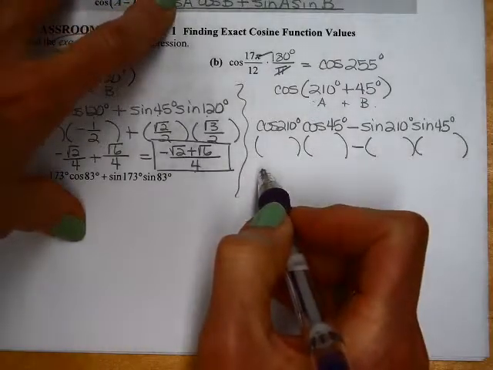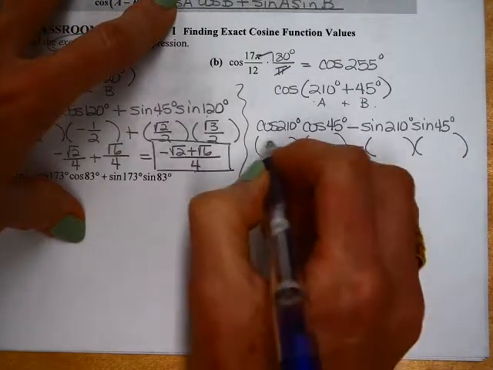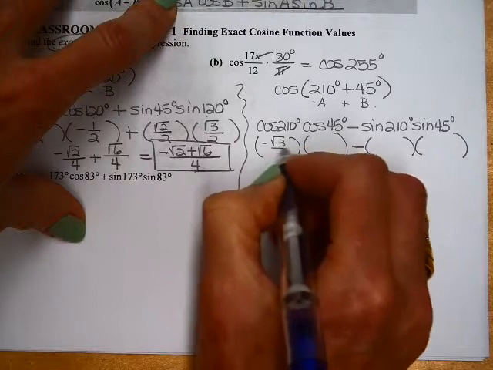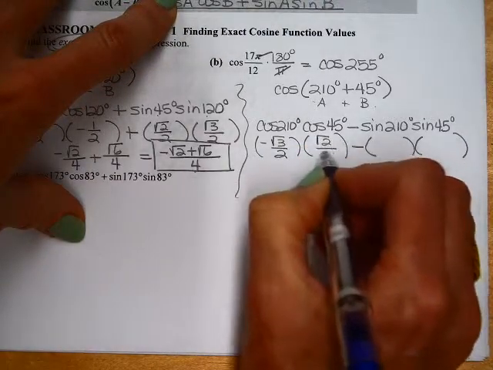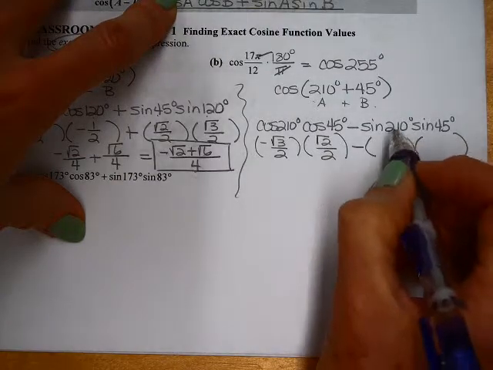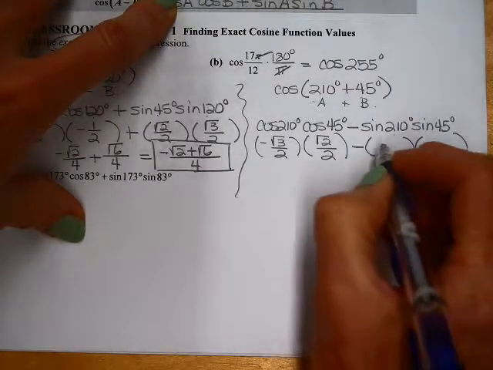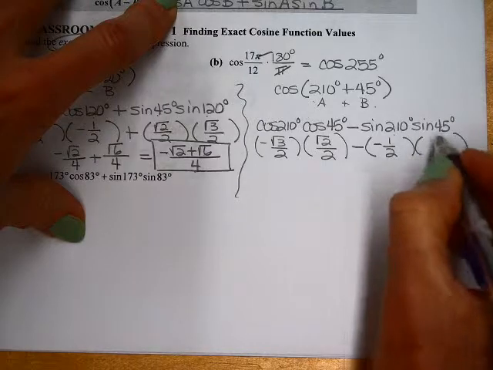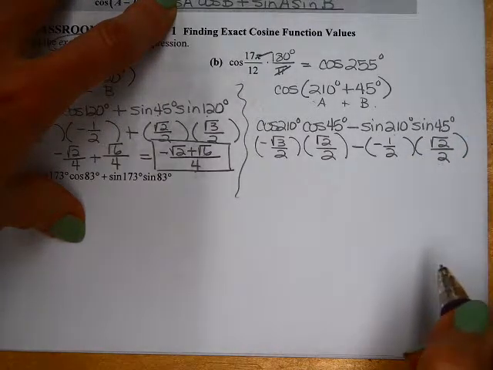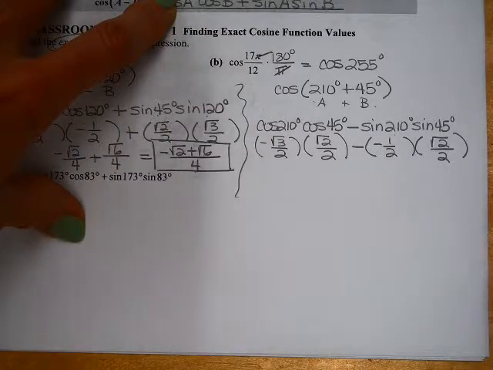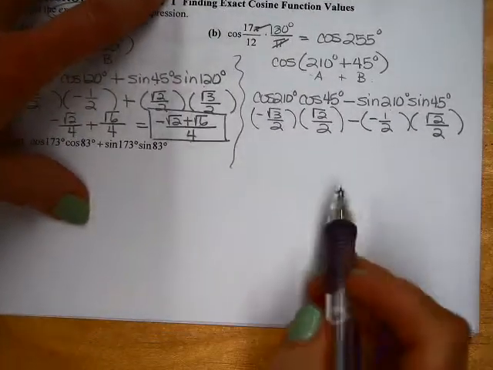The cosine of 210 degrees, I believe, is negative square root of 3 over 2. Cosine of 45 is square root of 2 over 2. Sine of 210 is negative 1/2. Sine of 45 is square root of 2 over 2. Everybody following where we're getting the numbers and the formulas and everything, right? Yes. Okay. Now do the algebra.